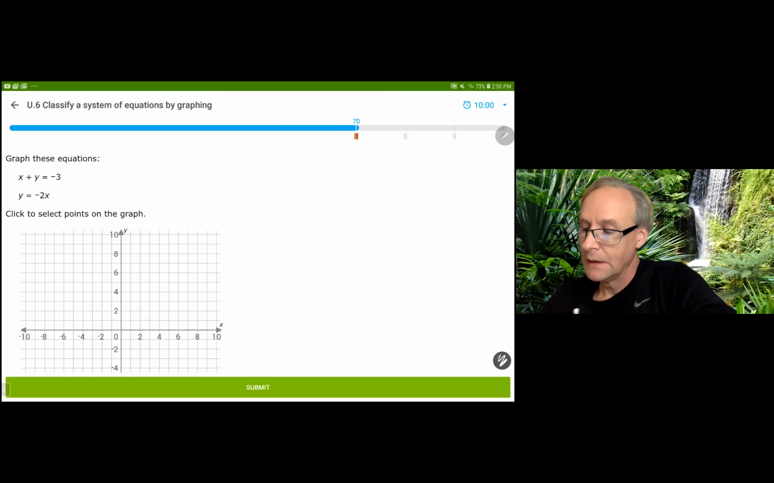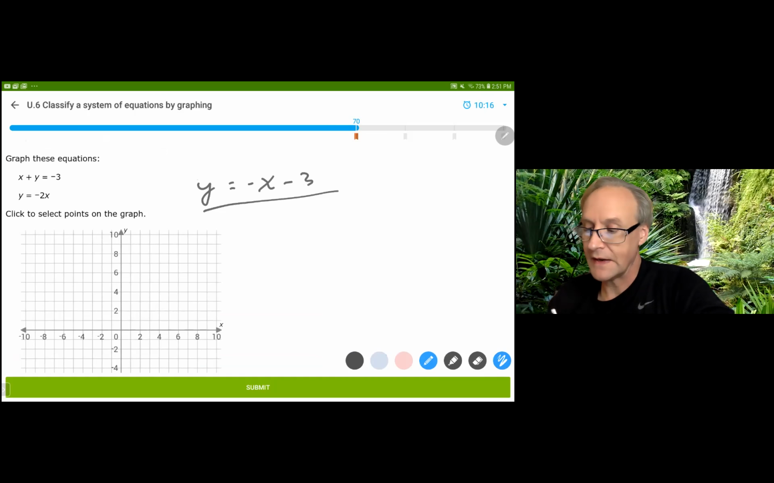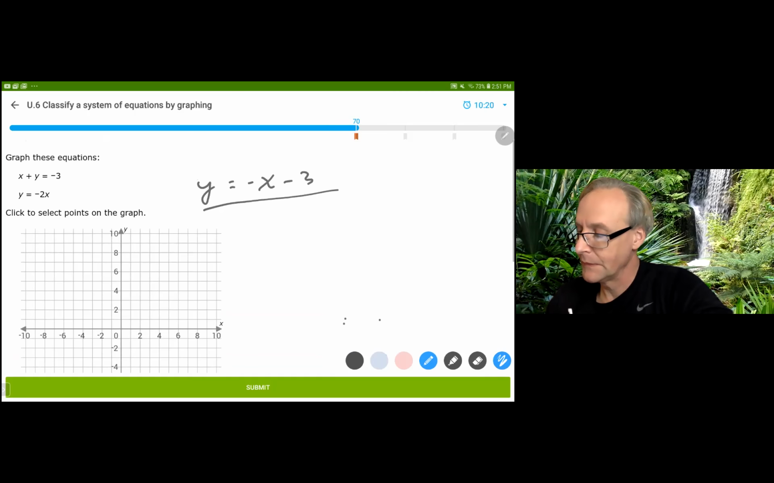All right. X plus y equals -3. A lot of people are just going to solve that for y and just write it that way, which is fine. If I solve this for y, I just subtract x from both sides, -x minus 3, which is fine. You can graph it that way. You can also use the intercepts, which is the way I'm going to do it.